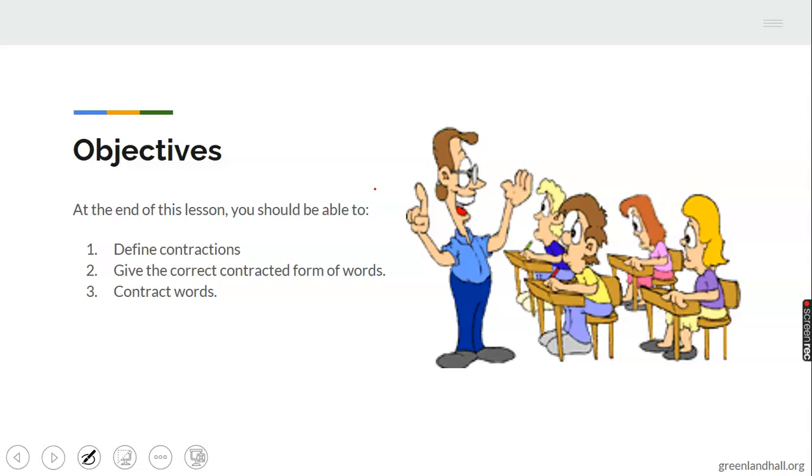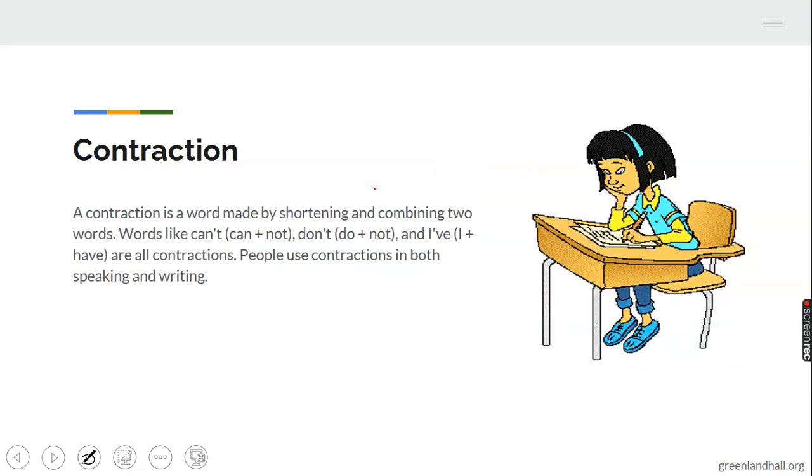At the end of this lesson, you should be able to define contractions, give the correct contracted form of words, and also contract words. Okay, I said earlier that our topic is contractions. We are going to see what contraction means now. Yes, what is contraction?